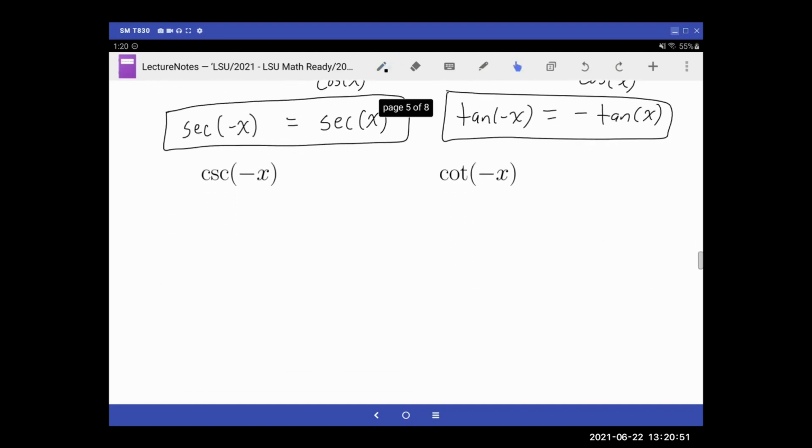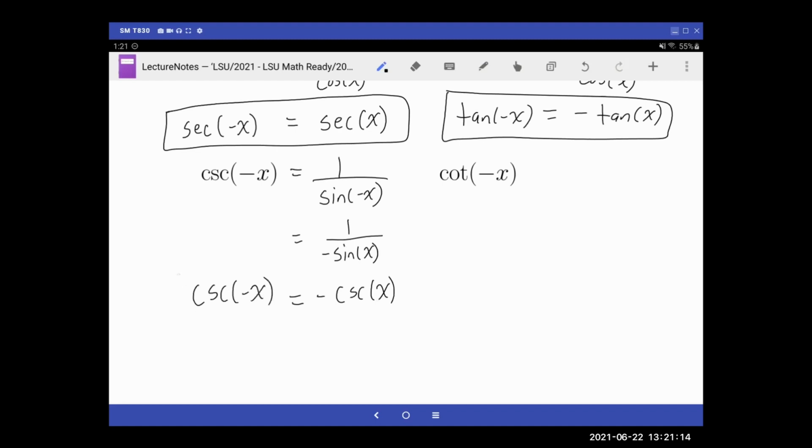Okay, let's try cosecant. Same thing, right? So cosecant is 1 over sine. We already know that sine is odd, so we could pull the negative, put a negative on the outside there. So that's negative 1 over sine, which of course is just negative cosecant. Right? Once you know what you're doing there, it's pretty easy to run through them. Okay, so that would make cosecant odd as well.